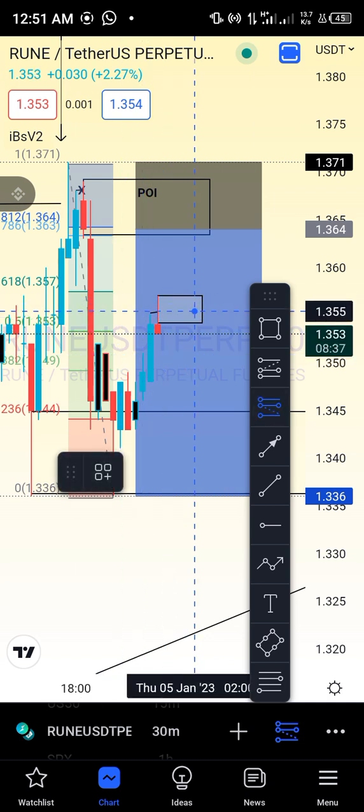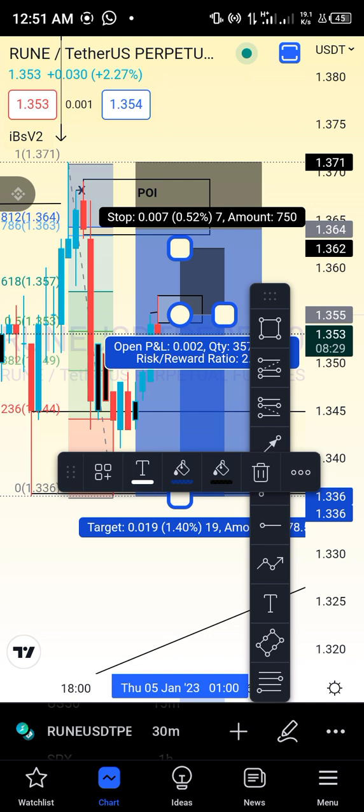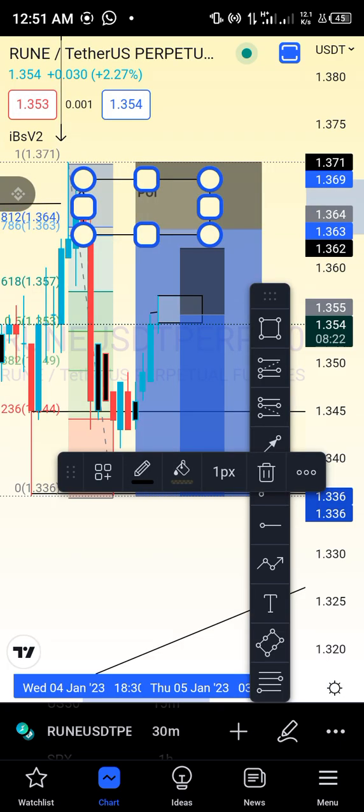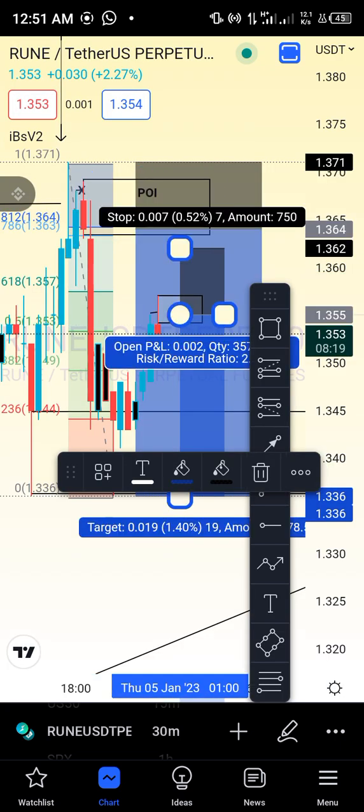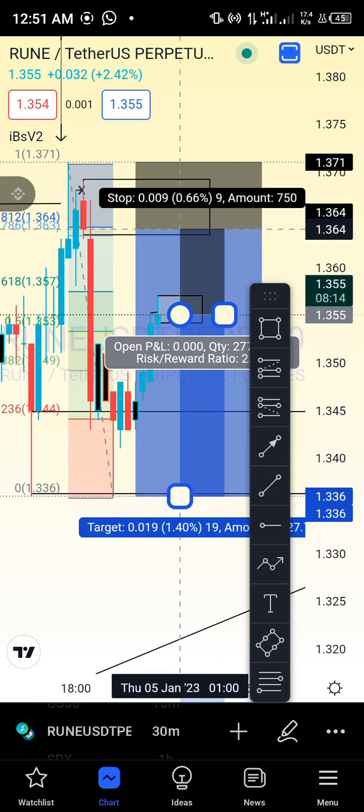Set another entry here so that you do not miss out on the whole bear run. Then you set your stop loss at the beginning of the bear candle that took out the previous high, which is this place that I marked. The beginning of it is the closing of that particular candlestick. You set your stop loss there.